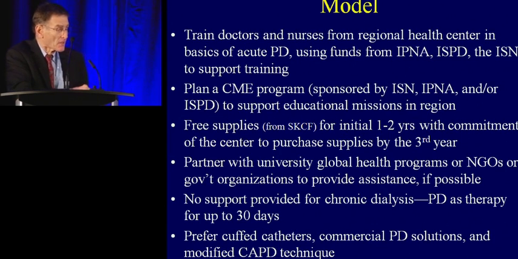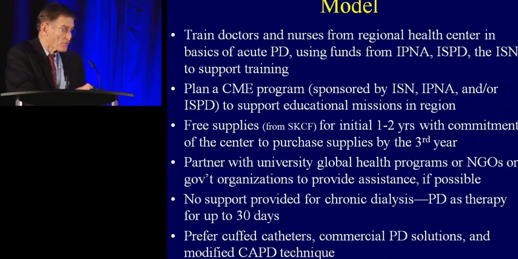But the model is the following: we train doctors and nurses from regional health centers in the developing world in the basics of acute PD. We then follow this up with a CME program sponsored by the 3 international organizations to support educational missions in the region. We provide free supplies for the first 1 to 2 years, but we try to get a commitment from the hospital to purchase supplies by the 3rd year. We try to partner with university global health programs or NGOs or government organizations to provide assistance.